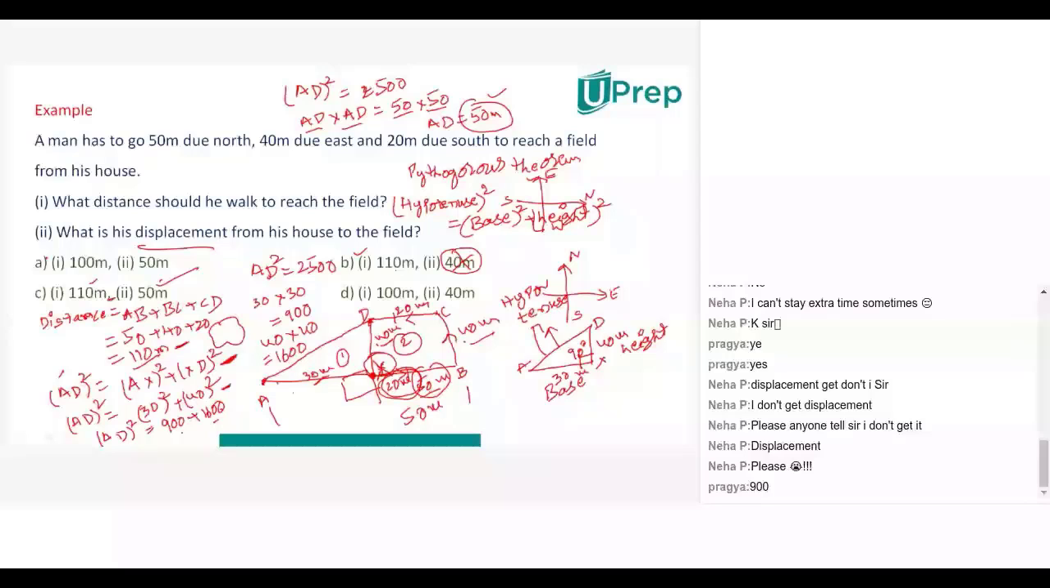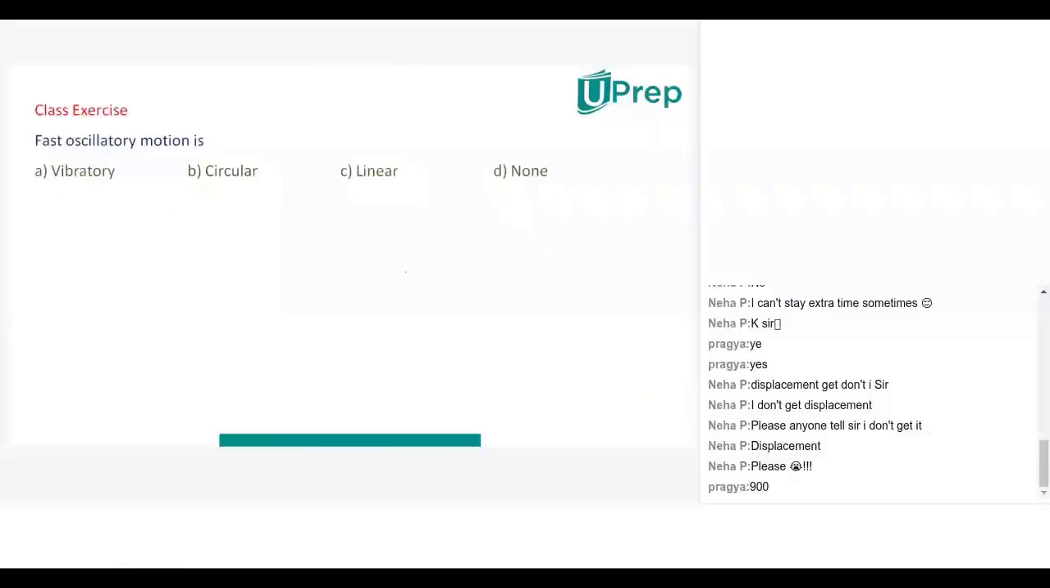Now, fast oscillatory motion is called what? Vibratory. Very good. Why? Because when it is oscillating fast, it is vibratory motion. So it will be A, vibratory motion.